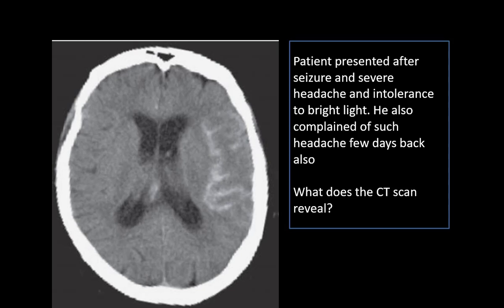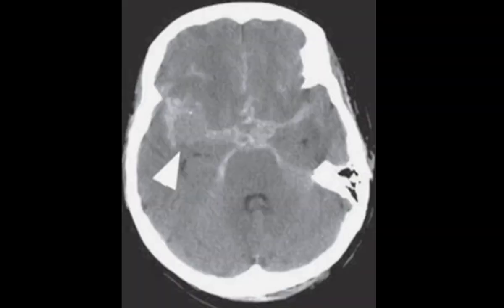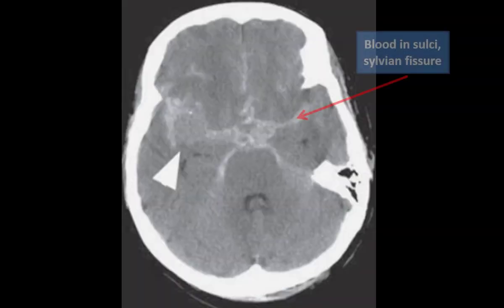Now a patient presented after seizures and severe headache and intolerance to bright light. He also complained of such a headache a few days back. What does the CT reveal? Yeah, it's subarachnoid hemorrhage. You can see the blood in the sulci. Again, it's subarachnoid hemorrhage. You can see blood in the sulci and the sylvian fissure.